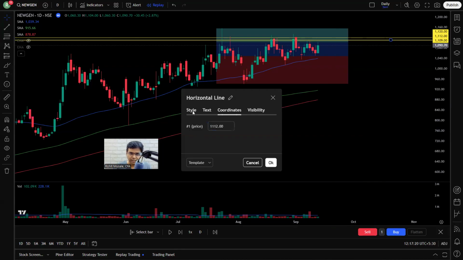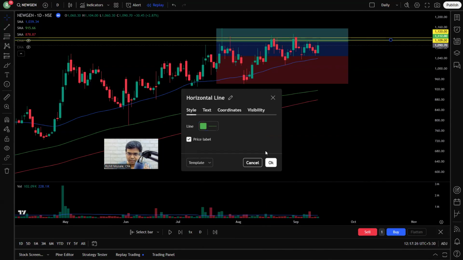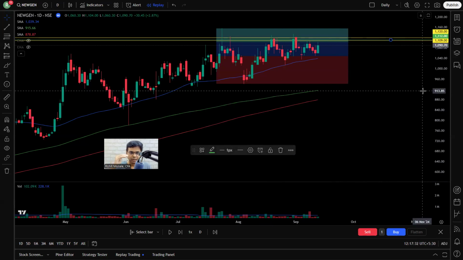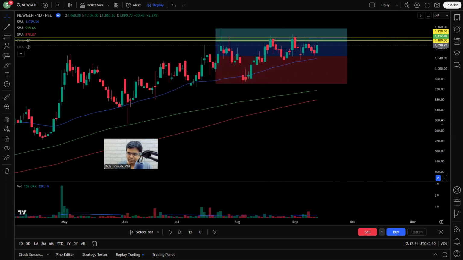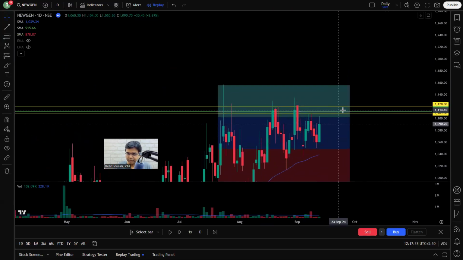Let us give it green color, okay? Because this color coding is also very important. I will give it green color because that is the price at which I bought the stock. So the green line will always fall inside the yellow band. Okay, so if I do this, see the green is inside that yellow band.